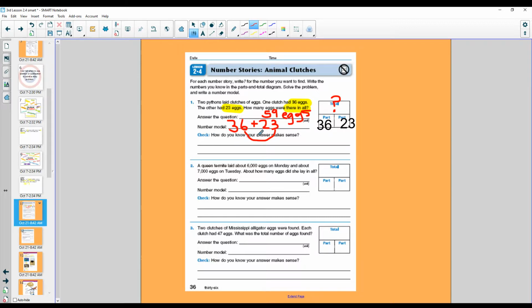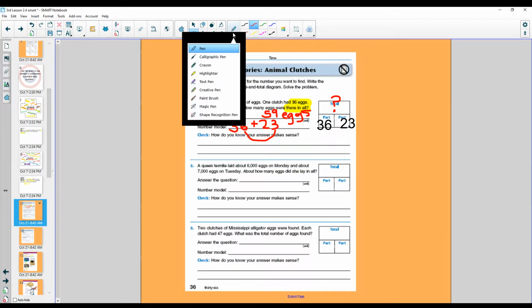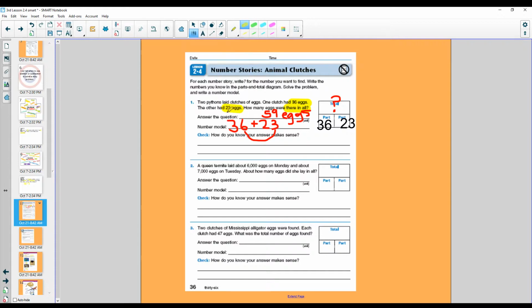Now down here, we need to just stop and think. Does our answer make sense? When we put these two numbers together, does it make sense we're going to end up with a higher number? Yes. All right, let's go on to number 2. If you need more time to write, remember you can pause the video.